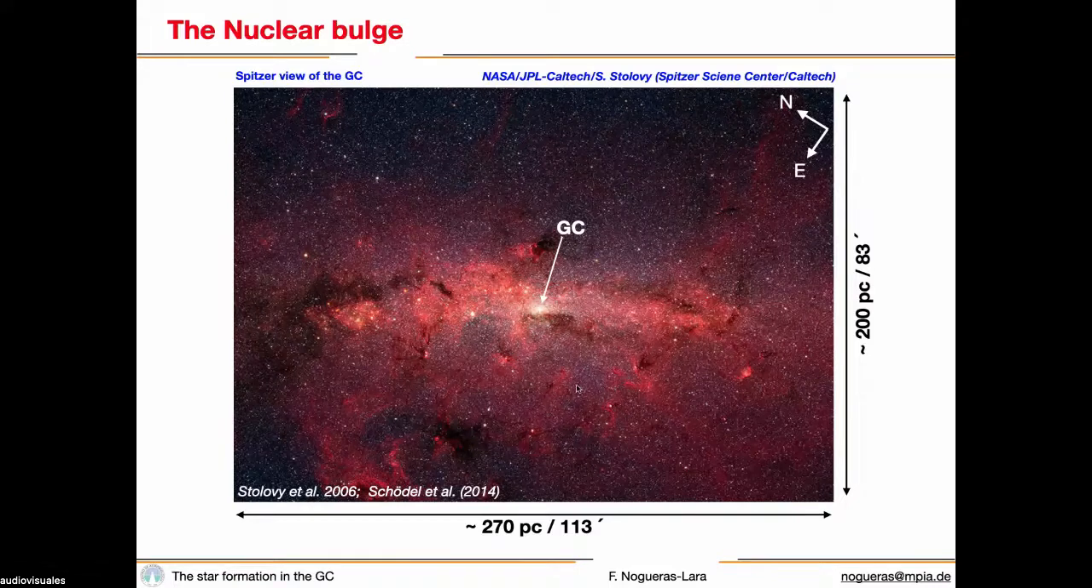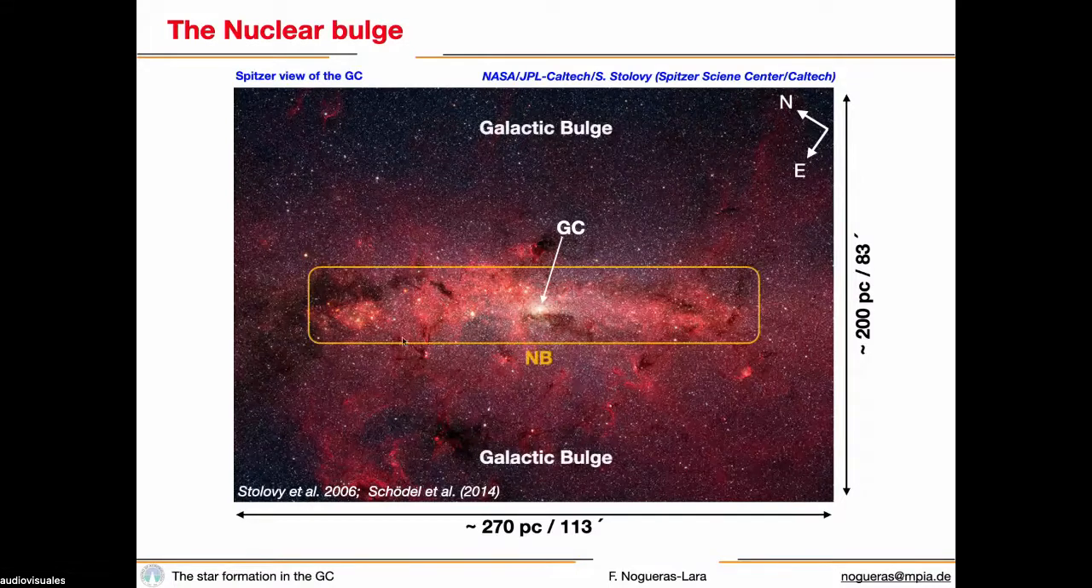It's darker. This structure is called the nuclear bulge of the Milky Way. It has a radius of around 200 parsecs, more or less, and a scale height of around 50 parsecs, roughly speaking. And it's completely different from the surrounding area, that is the galactic bulge, or it's better to say the galactic bar, because actually the Milky Way's bulge is a bar.